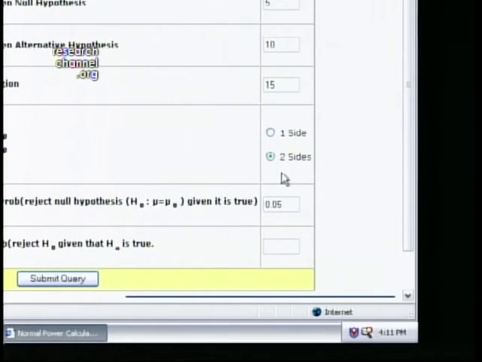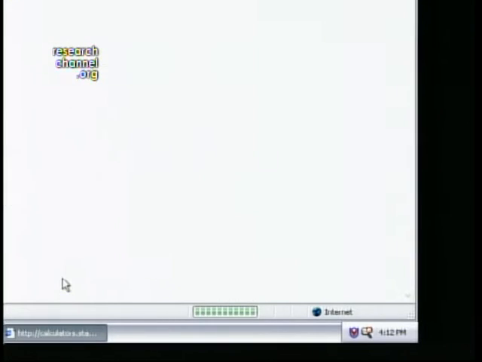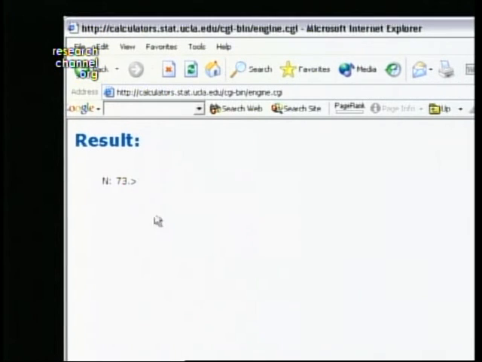But the power is 80%. So now, how large of a sample size would I need to have 80% power in this one sample hypothesis test? So it says I'd need 73. I'd need 73 patients to detect this 5-millimeter difference in blood pressure. Okay, so that's just one tool.